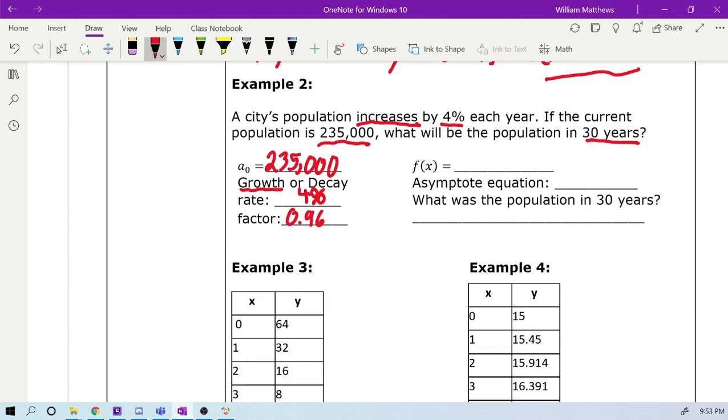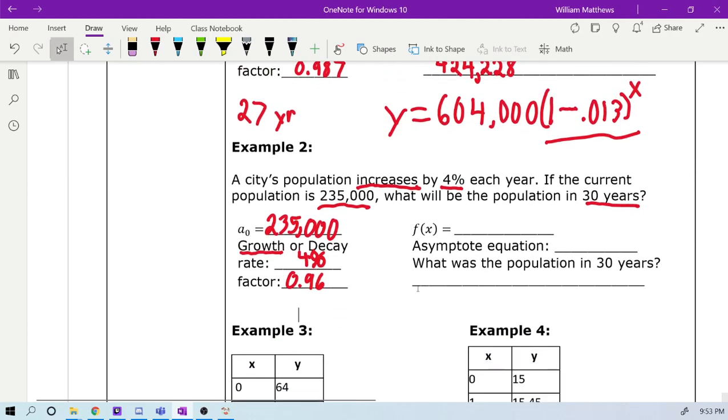So following the same setup that we had earlier, creating our equation, we have our function notation, f of x equals the starting value times our factor, which we simplified from the rate, to the power of x. Yet again, nothing is shifting our exponential function. We didn't learn that yet, so this is still going to be y equals 0 for our asymptote equation.